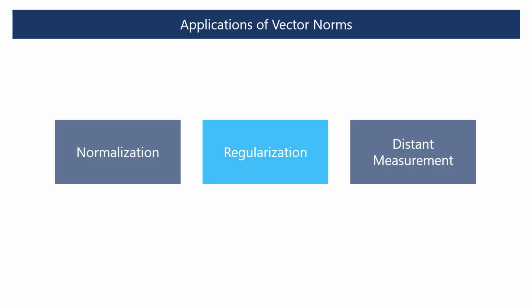The second is regularization. When developing machine learning models, we can use vector norms for regularization techniques such as L1 and L2 regularization. These techniques help prevent overfitting by encouraging sparsity in the model coefficients to simplify the model. The third is distance measurement. We can use vector norms to measure distances between points in space. Distance measurement is crucial for clustering algorithms, nearest neighbor searches, and other data analysis tasks.